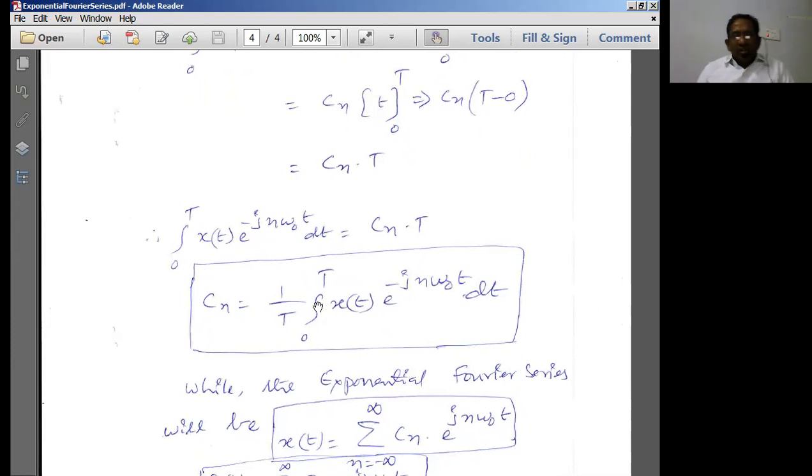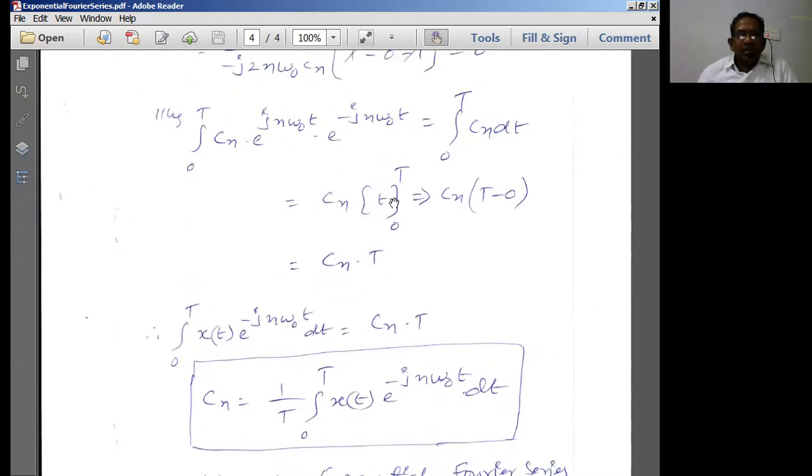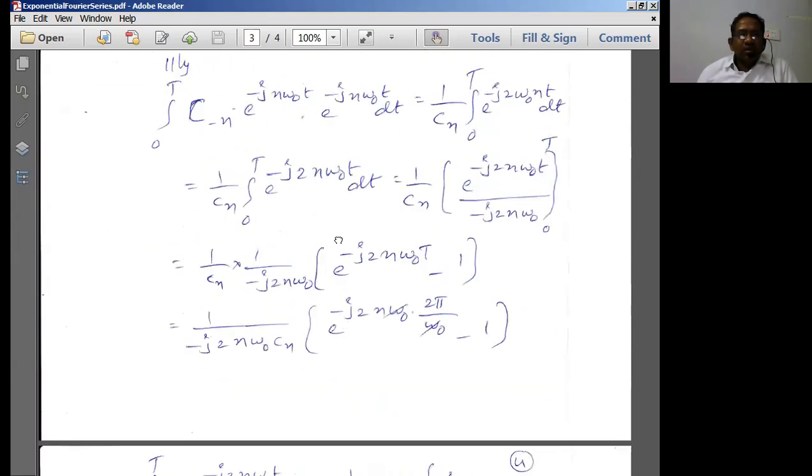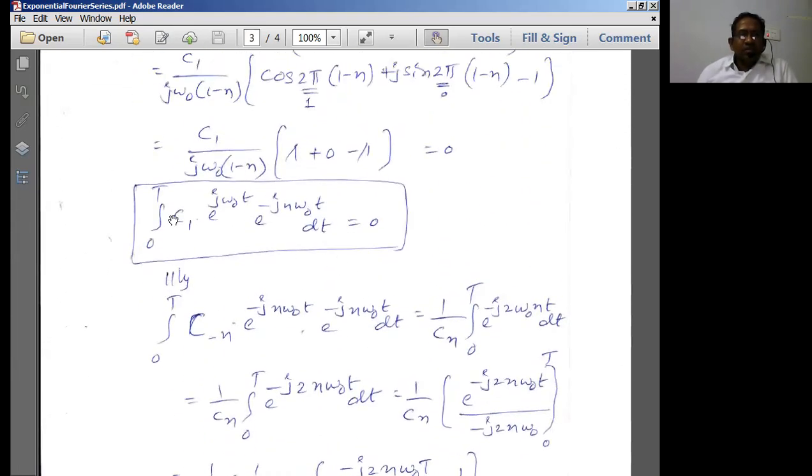Now, what is the result that we have got? That is important. The result is that we have simply got all these values as 0. Integration of C1 into this parameter is 0. Integration of C2 into this harmonic multiplication of the exponential series is 0. Integration of C3 is also 0.